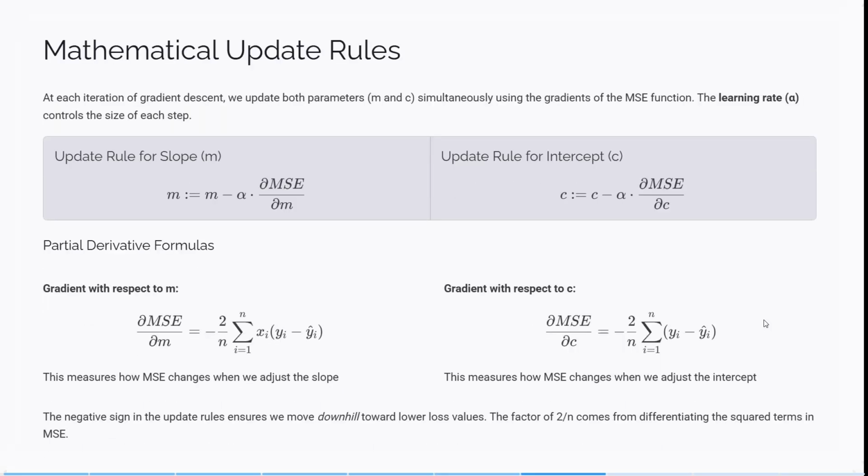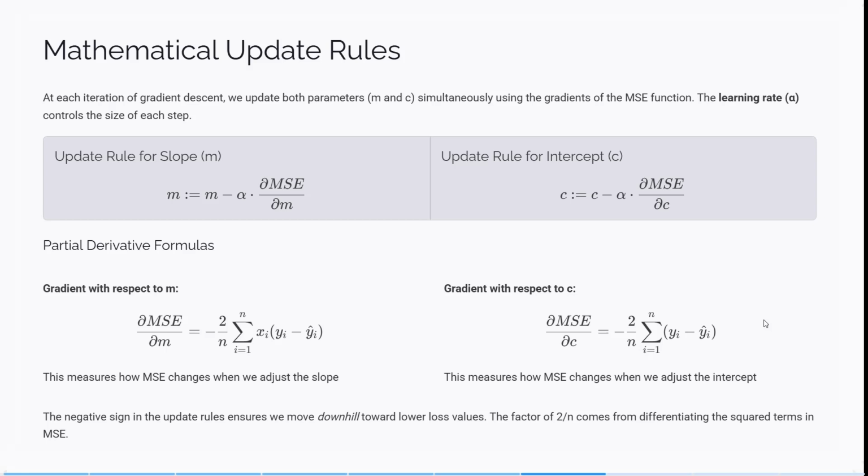Now let's see how this works mathematically. We update both m and c simultaneously using these rules. m = m − alpha × ∂MSE/∂m. c = c − alpha × ∂MSE/∂c. Here alpha is the learning rate. It controls how big our steps are.